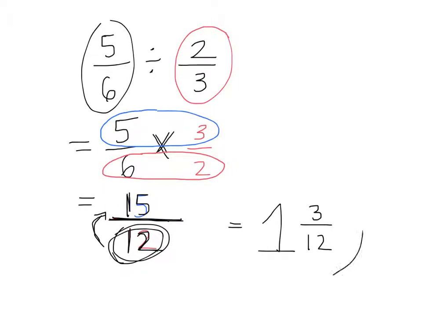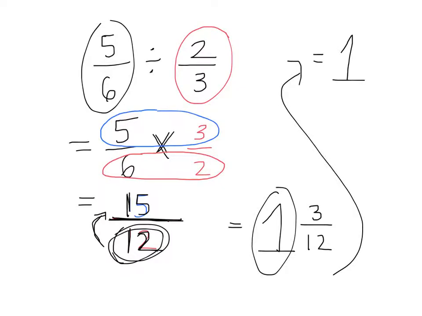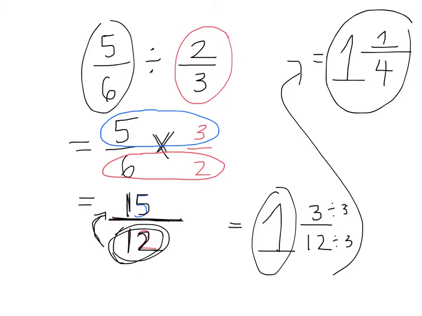Okay, so I'll just write this up here. So we have our 1 whole that stays, and I can divide this by 3. Whatever I do to the numerator, I have to do to the denominator in order to keep it equivalent. 3 divided by 3 is 1, and 12 divided by 3 is 4. So 1 1/4.